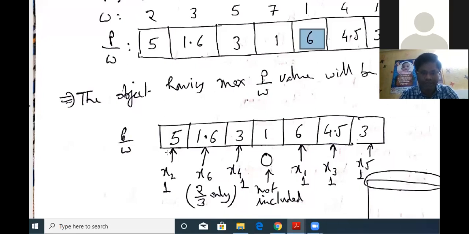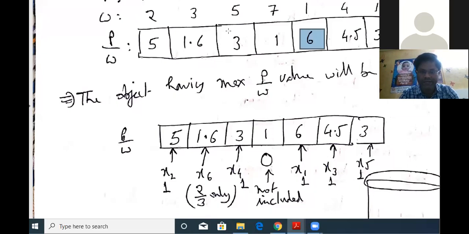So I have marked here x2. Now again the third item is the next profit to weight ratio. So this is 4.5. So I have marked here x3, that is the x3 element. Then the next element is 3, that is the next lower value. So I have marked here x4.